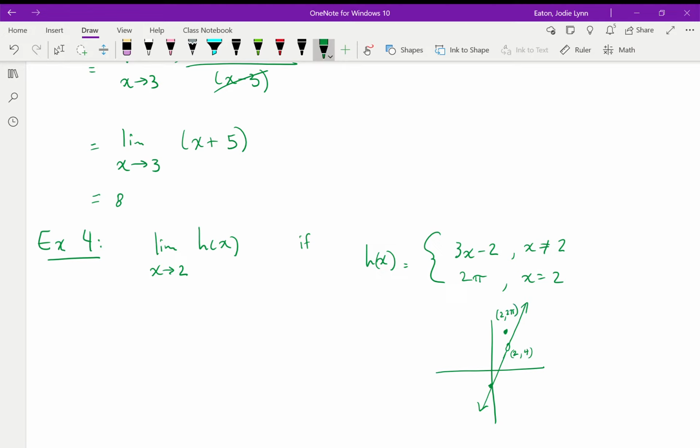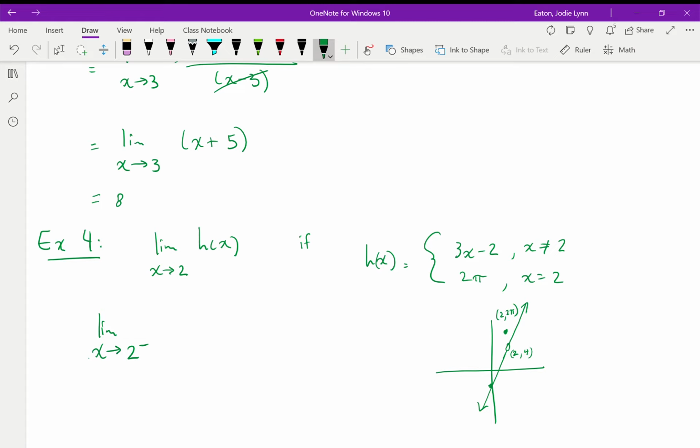So we have (2, 4) is where the hole is, that the point at 2 is up there. So we want to know what the limit is of h of x as x approaches 2. Okay, so the limit as x approaches 2 from below. If you have a situation with a piecewise function, you're going to want to look at what's the limit from below and what's the limit from above.